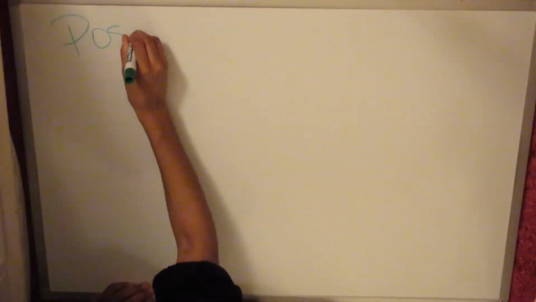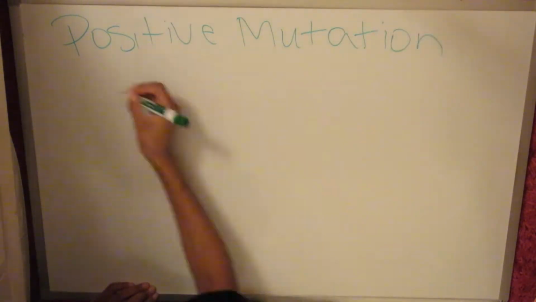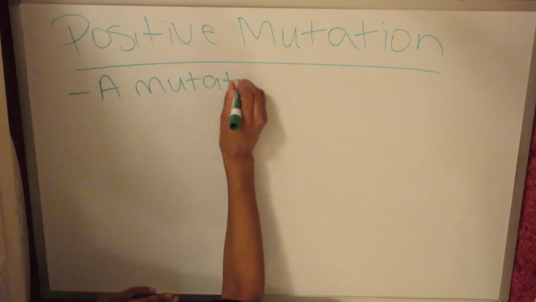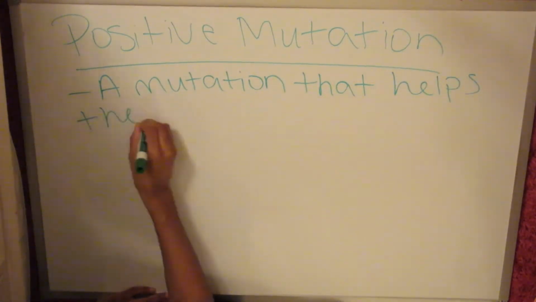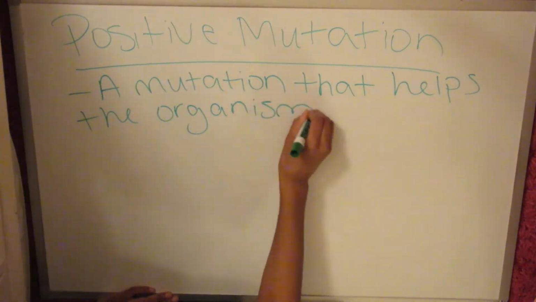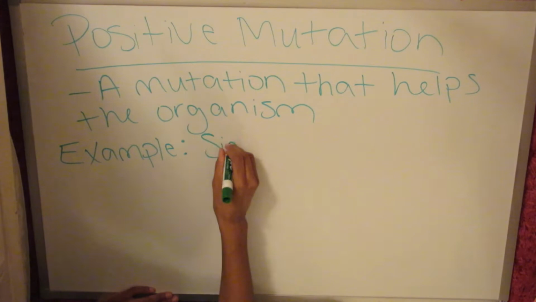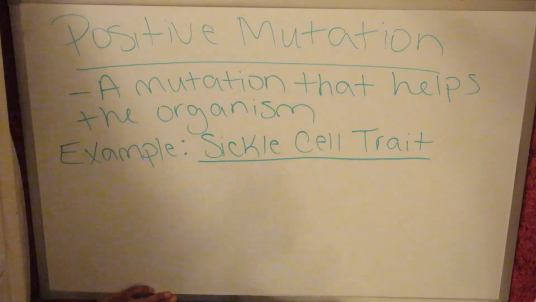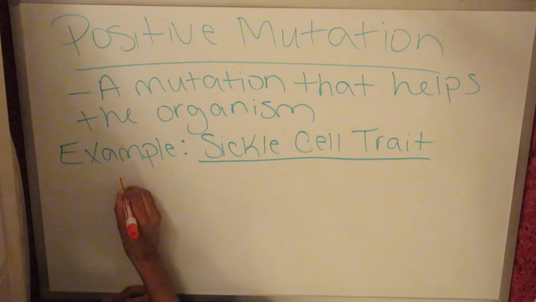So let's start off by talking about positive mutations. What is a positive mutation? Before I even write it, what do you think? I'll give you some time to think about that. So, a positive mutation is a mutation that benefits or helps the organism. So, it's going to be good for the organism. An example of this would be sickle cell trait, not sickle cell anemia, which is something different, but sickle cell trait. So, let's talk about what that is and how it's beneficial to an organism, more specifically people.